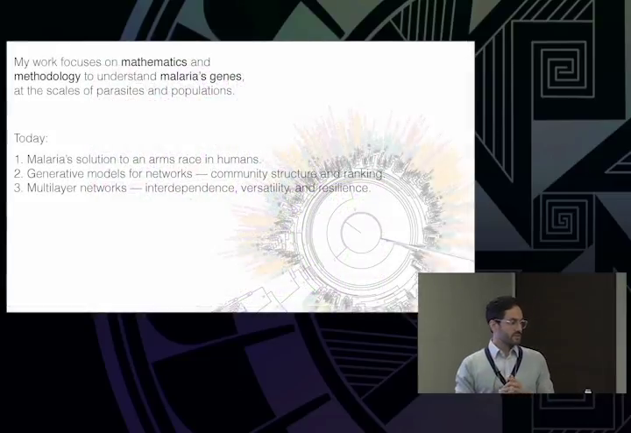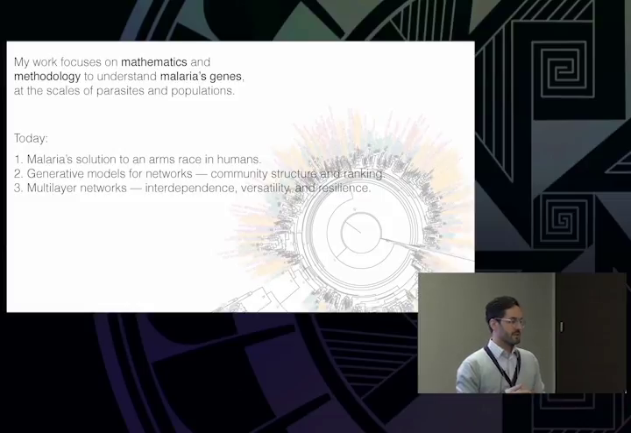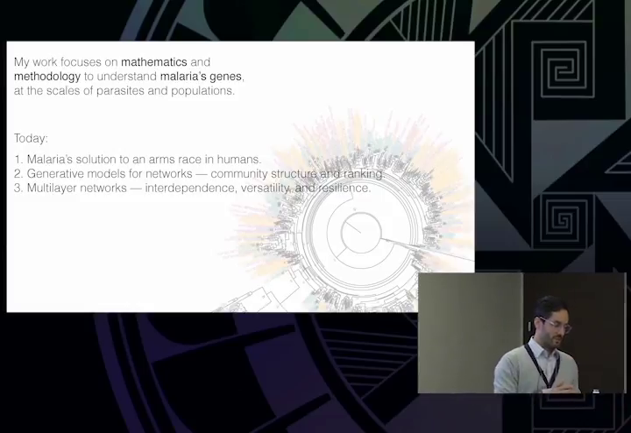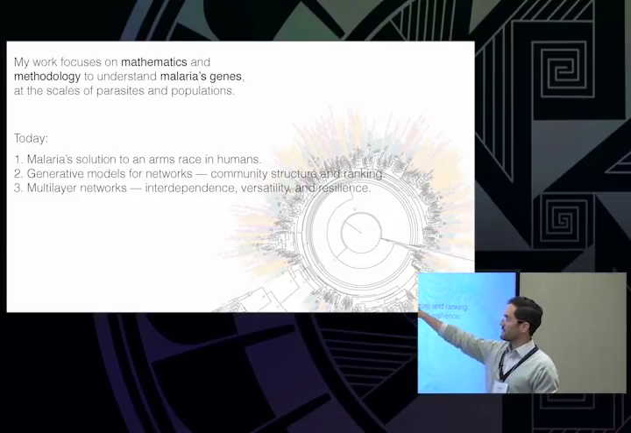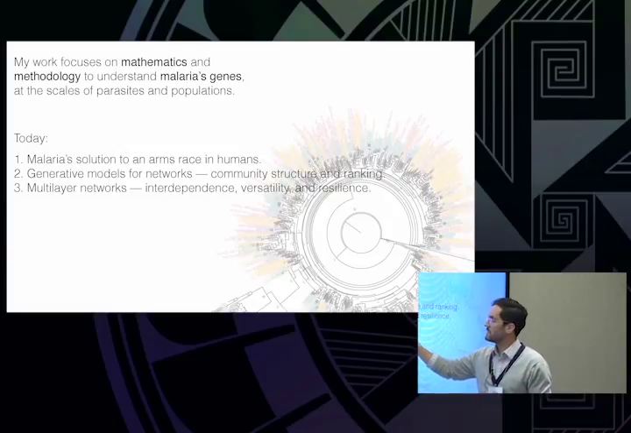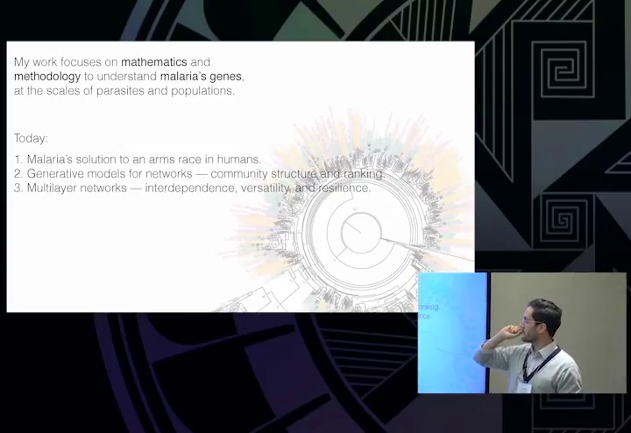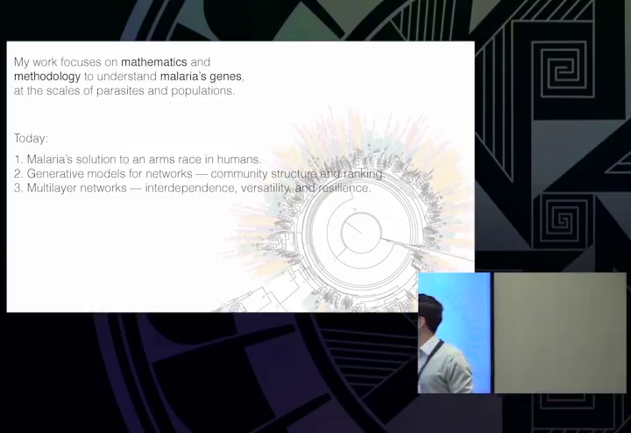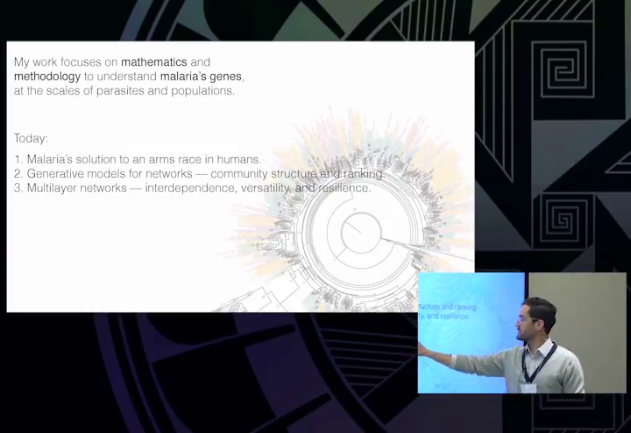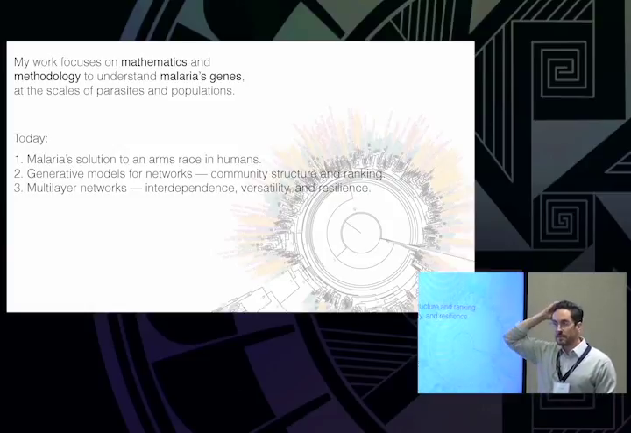So my work in general focuses on the mathematics and methodologies to understand how malaria's genes evolve, both at the scales of individual parasites and populations. And today, I'll introduce malaria's solution to what we'll call an arms race in humans. Then we'll talk about generative models for networks, in particular community structure and ranking. And then finally, multi-layer networks, and we'll talk about some key concepts, which are interdependence, versatility, and resilience.